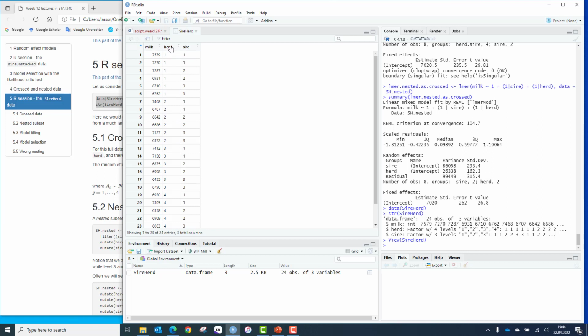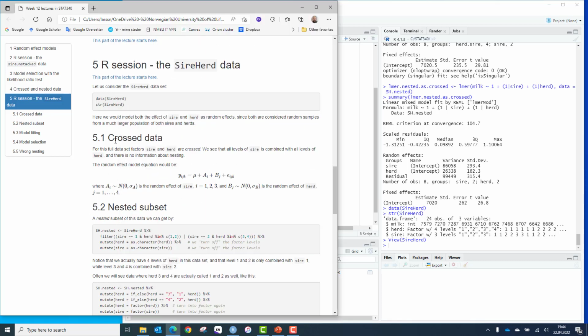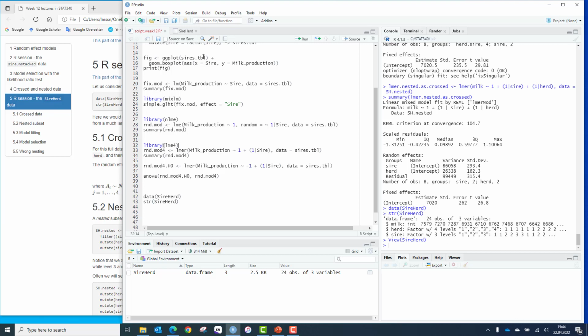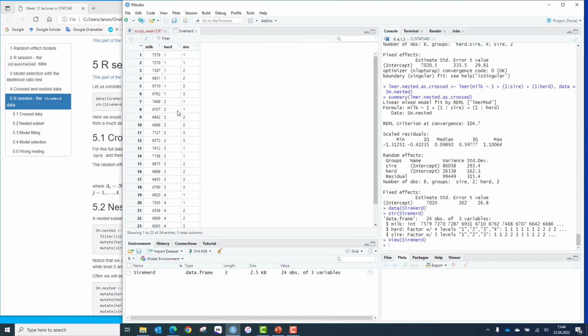So we now want a model where we look at the response, milk production, as an effect of both sire and herd, and both of these are natural to consider as random effects, right? Because the 3 sires we have are only a random sample of all the sires we could have had, and the same for the herds. These are only 4 out of many herds we could have considered. Okay, so the data set is crossed, right? Because every herd is seen together with every sire.